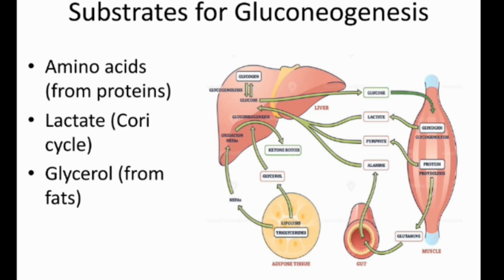And then we will discuss the glycerol. Triglycerides stored in the adipose tissues are broken down by the process of lipolysis and are converted to glycerol. This glycerol then goes to the liver and then forms glucose, where new glucose is formed.